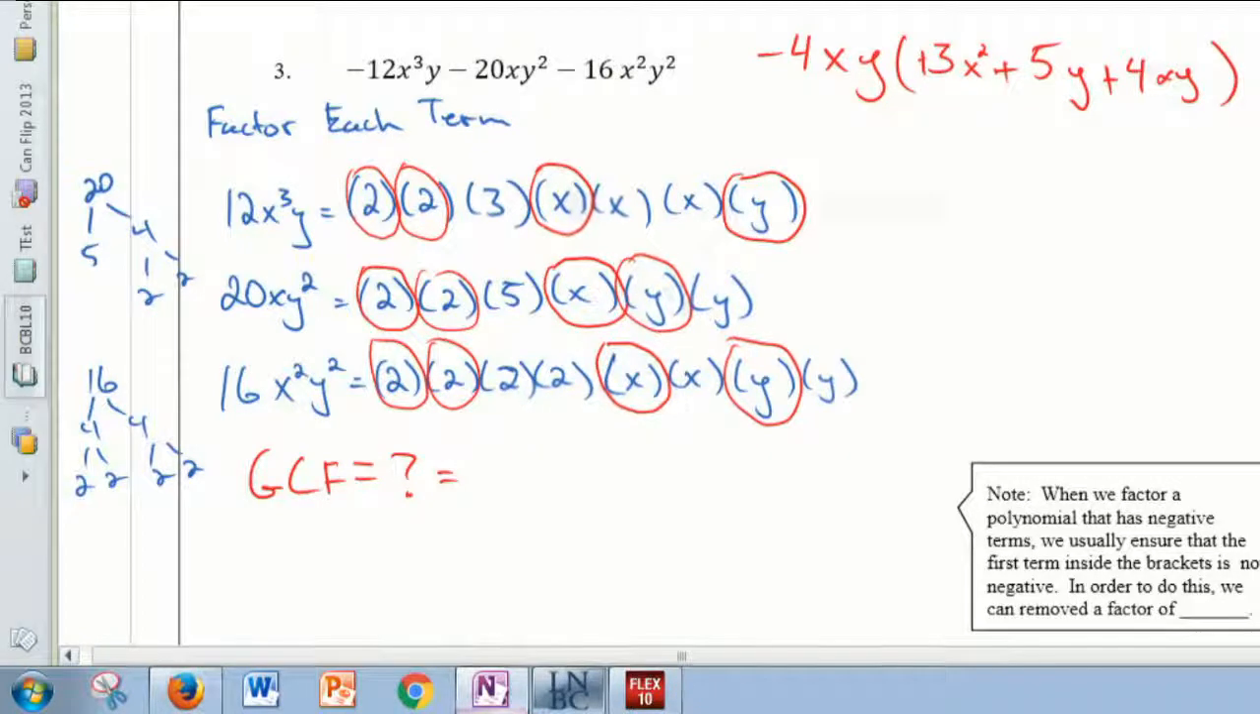So when I write down my greatest common factor, they all have a 1, 2, they all have 2 2's, they all have an x, and they all have a y. 2 times 2 times x times y. So what is 2 times 2 times x times y? Well, 2 times 2 is 4, and then x and y can't combine any further. So my greatest common factor is going to be 4xy.